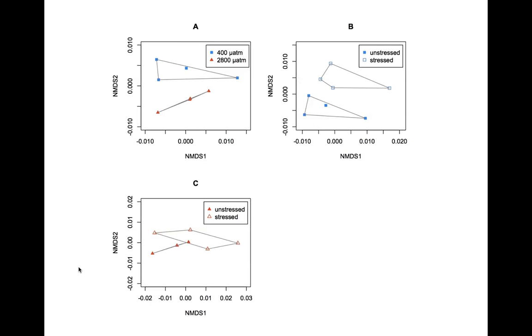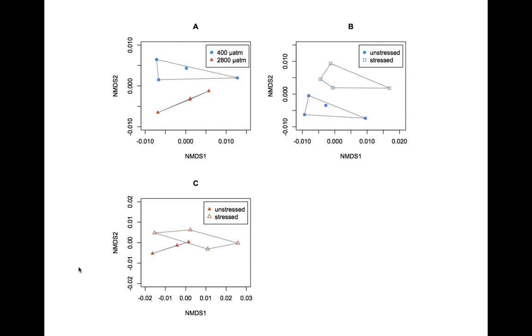In plot A, the oysters in blue are the controls that were exposed to a PCO2 of 400 microatmospheres, and the ones in orange are the oysters exposed to the ocean acidification scenario of 2,800 microatmospheres. And between these two treatment groups, there's actually a significant difference in proteome expression. And I'll talk about that a little more in a minute.